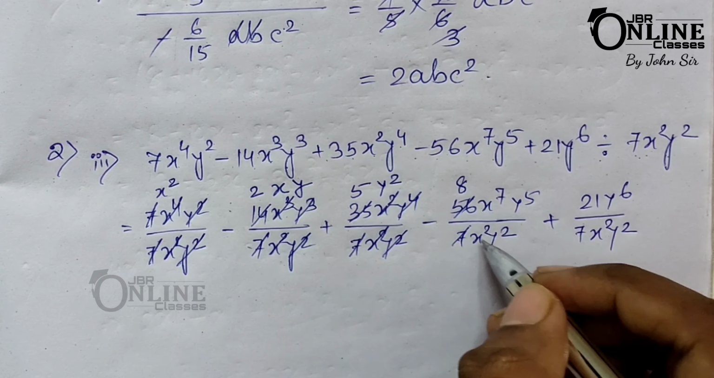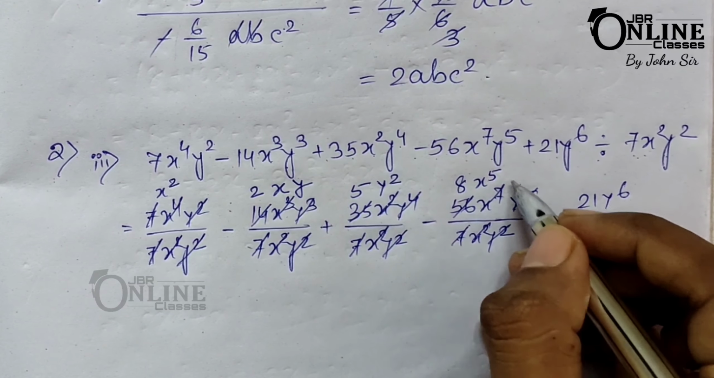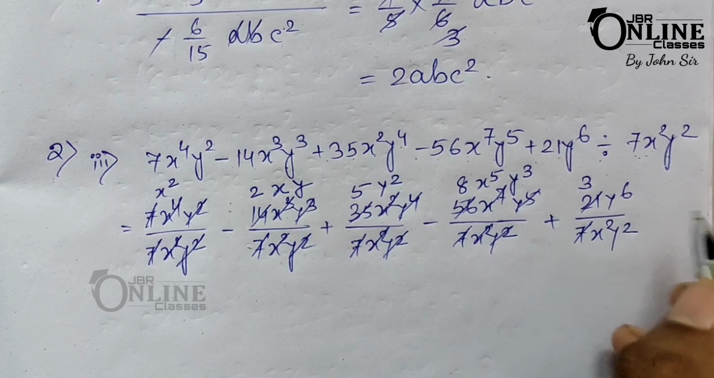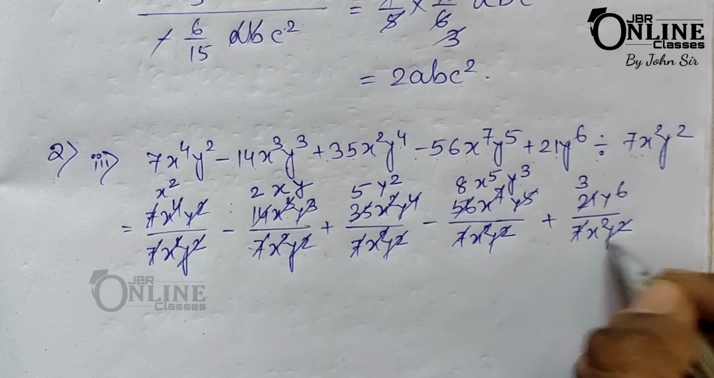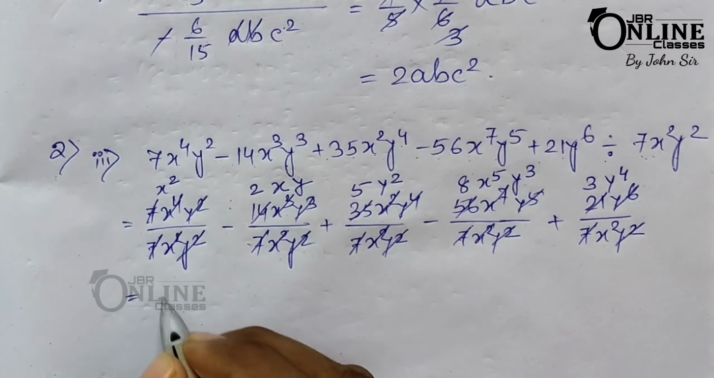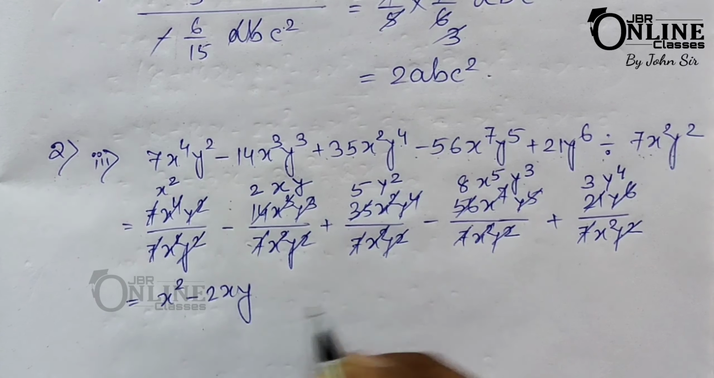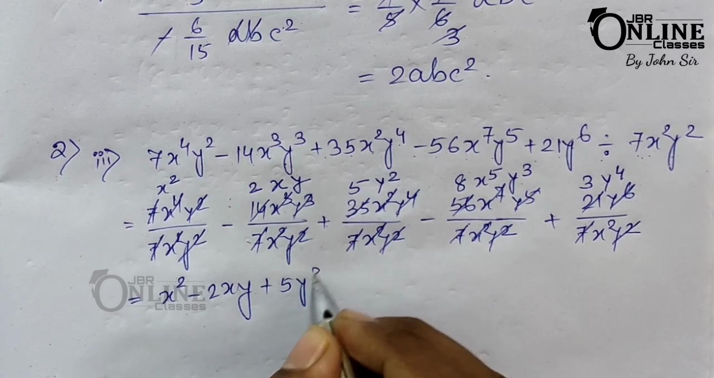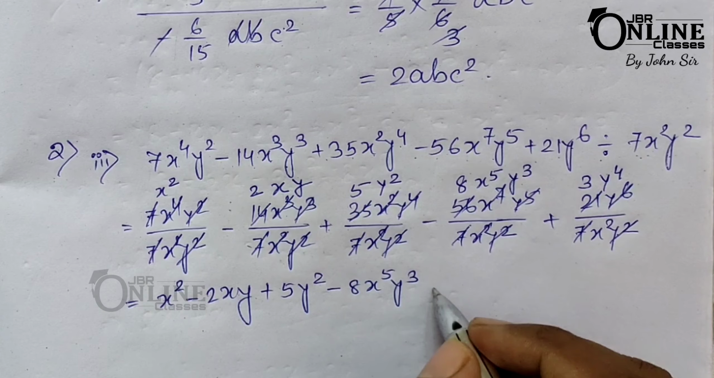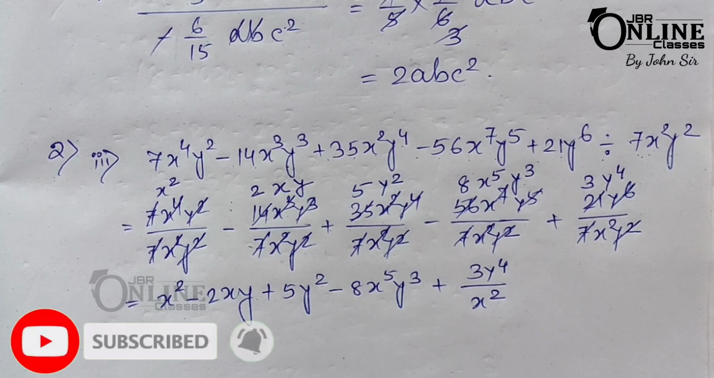7 8s are 56, x square x to the power 7, that means x to the power 5, y square y to the power 5, that becomes y to the power 3. 7 3s are 21, x square will be there, and y square into y to the power 6, so divide, that becomes y to the power 4. So here the final answer is x square, then minus, then 2xy, then plus 5y square, then minus 8x to the power 5y cube, and the last one 3y to the power 4 by x square.